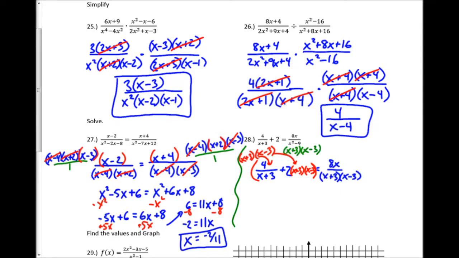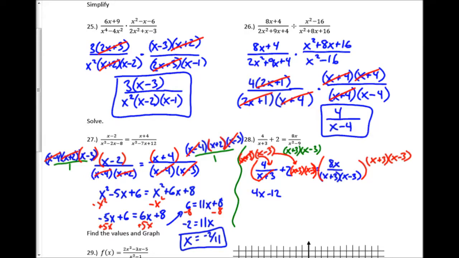Okay, and I've got to do the same thing on the other side. I've got to multiply this side by the x plus 3, x minus 3 as well. And so right away we see what's going to happen. The x plus 3's here cancel, so I just have 4 times the x minus 3, which is essentially going to be my distributive property. That's a 4x minus 12.